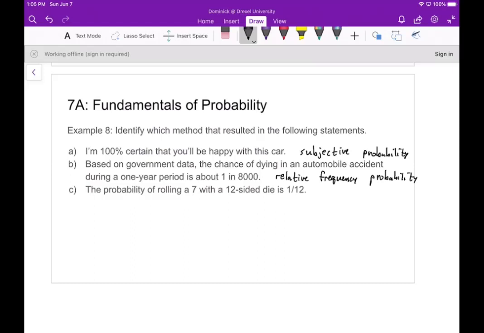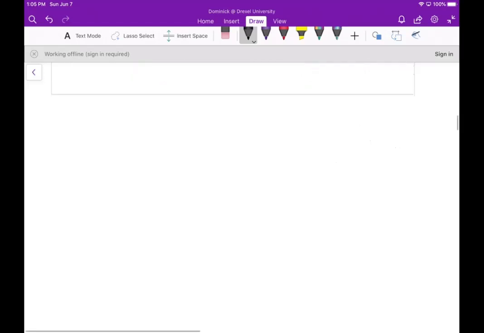Okay, then in part C, we have that the probability of rolling a 7 with a 12-sided die is 1 out of 12. And of course, that's theoretical because that's just taking the total number of outcomes that you're interested in, which is, of course, just 1, and you're dividing that by the total number of outcomes, which is 12. All right, so that's theoretical.